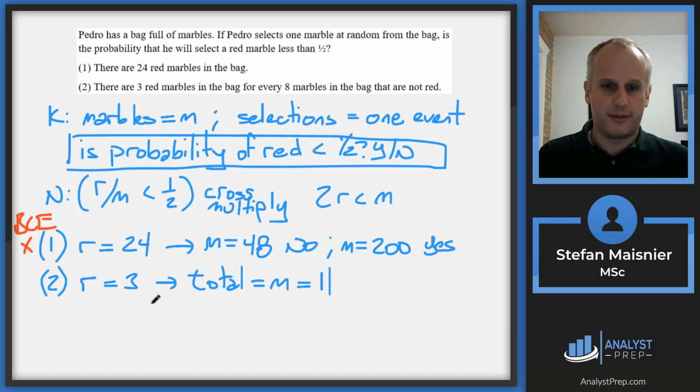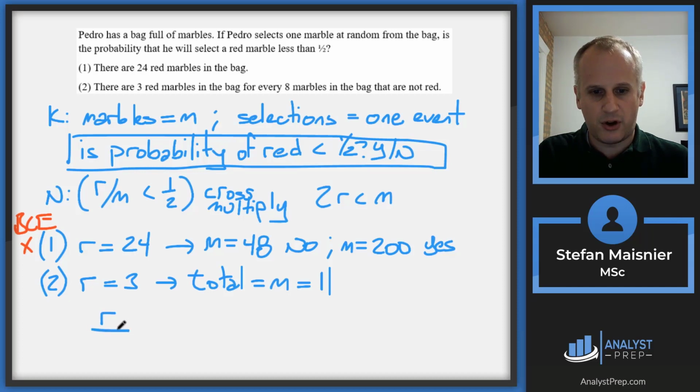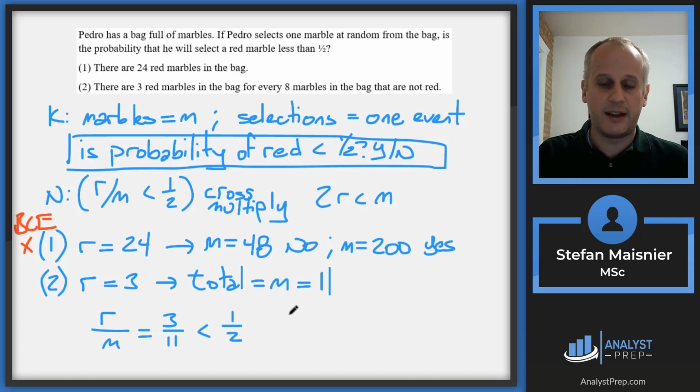So we know that 3 red marbles for every 8 marbles that are not red, and you either have red or not red. So our ratio we can now set up as R over M is equal to 3 over 11. And the question, of course, is the probability of red less than 1/2? Well, 3 over 11 is less than 1/2. And we've gotten to the proportion directly. We can answer the question without hesitation.